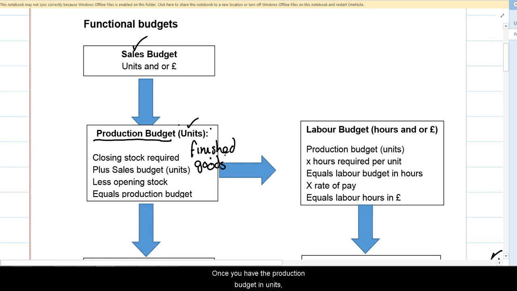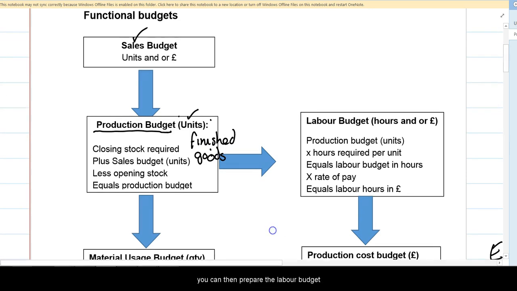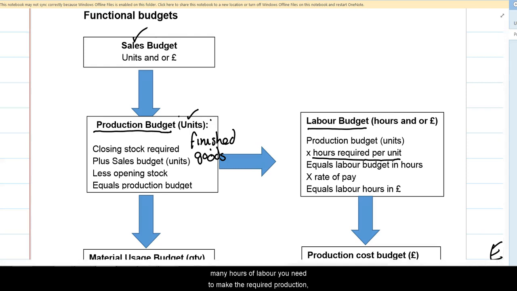Once you have the production budget in units, you can then prepare the labour budget by looking at how many hours are required to make one unit. Once you have that figure, you can then work out how many hours of labour you need to make the required production, and then using the rate of pay, how much that would cost.